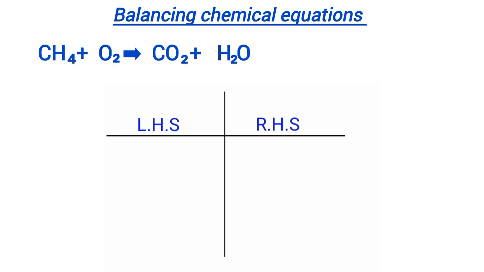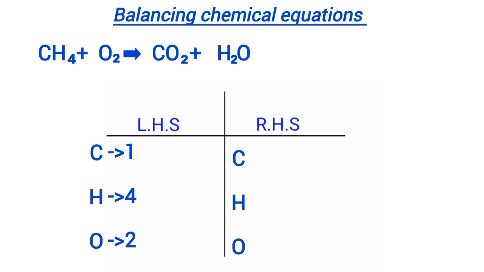Now let's also look at this. In this equation, we have 3 atoms, which are carbon, hydrogen, and oxygen. On the left-hand side of the equation, we have 1 carbon, 4 hydrogen, and 2 oxygen. On the right-hand side of the equation, we have 1 carbon, 2 hydrogen, and 3 oxygen. Here, we have 1 carbon on both sides of the equation, so that is balanced.